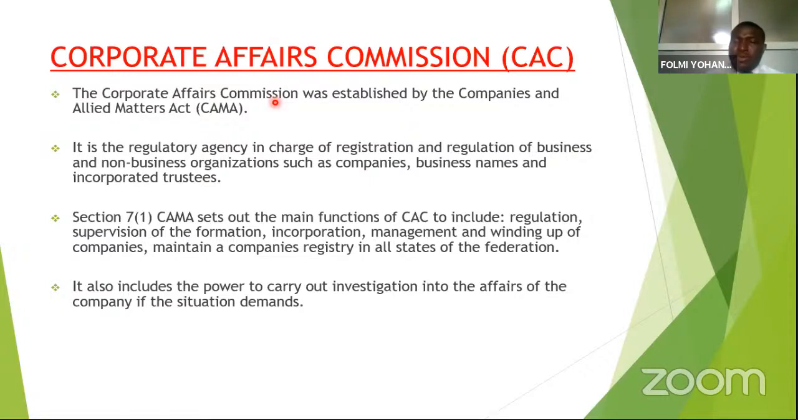Regulation: after you've incorporated your company with CAC, it will have to regulate, because there are certain filings you will have to do with CAC after you've incorporated your company, like filing annual returns. Business names need to file their annual returns every year. This is to show CAC that your business is a going concern. At incorporation, if you want to incorporate your business, you go to CAC. We'll talk about incorporation later in detail. Then you have the management. The CAC does the management of those companies. Sometimes they take over management of a company after investigation. Then you have winding up. When your business is no longer a going concern, and you feel you don't want to run the business anymore, you can apply to CAC to wind up that company.